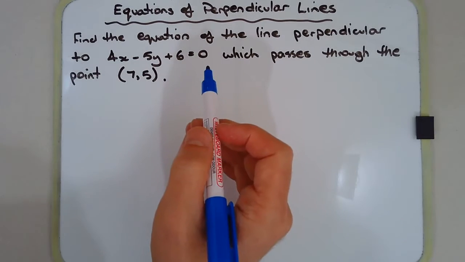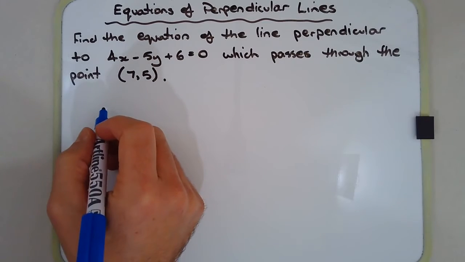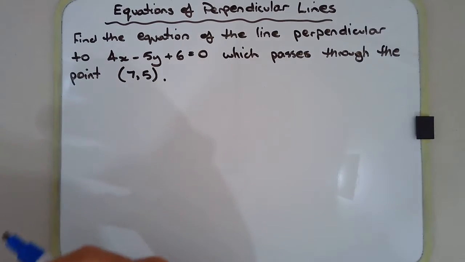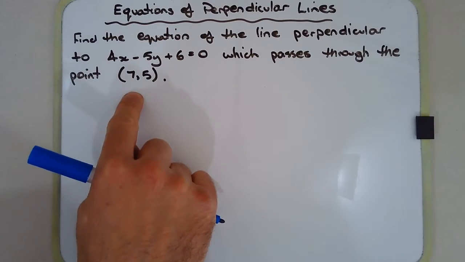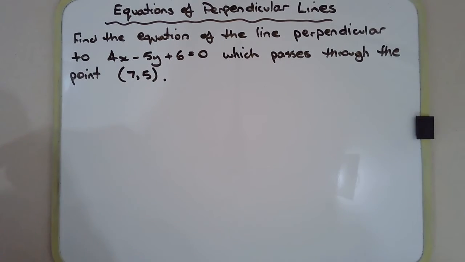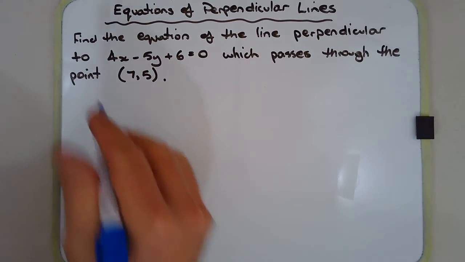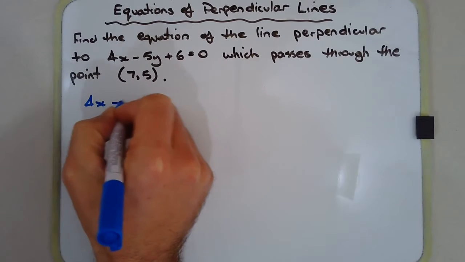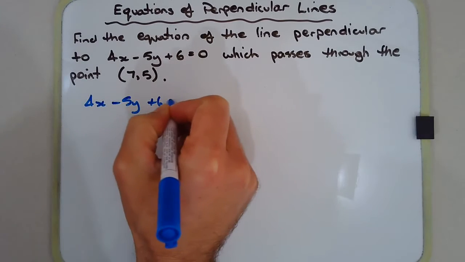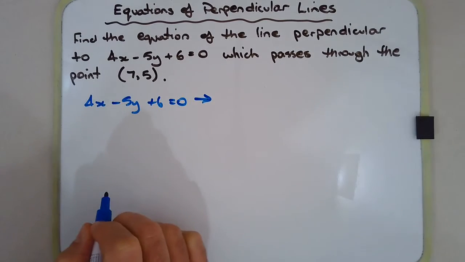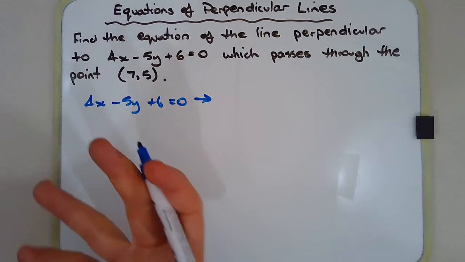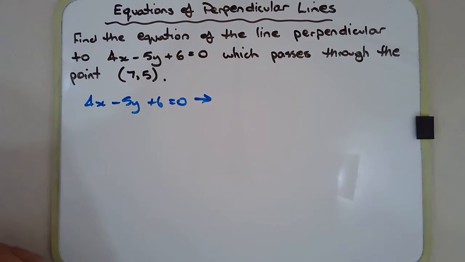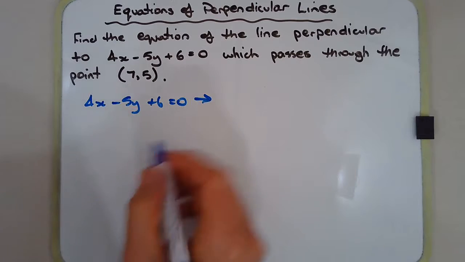It's in general form. So let's rearrange it to find the gradient. Let's then find the gradient that's perpendicular to that and then apply the point gradient formula given the point that the perpendicular line will pass through. So 4x minus 5y plus 6 equals 0. Let's rearrange this to gradient intercept form, and that's one of the advantages of gradient intercept form, y equals mx plus c. You can see the gradient and the y-intercept immediately.